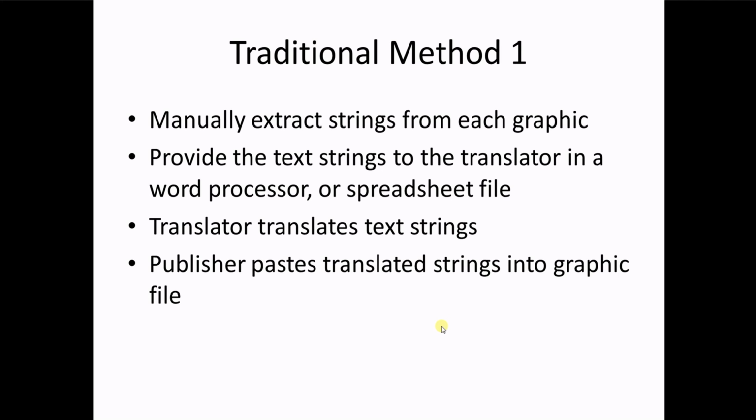Traditional method number one, you manually extract the strings from each graphic. You provide the text strings to the translator in a word processor or a spreadsheet file. The translator translates the text strings, and the publisher pastes the translated strings back into the graphic file.